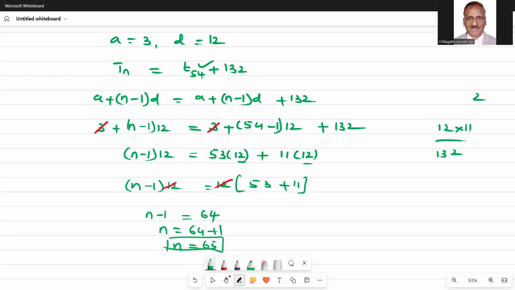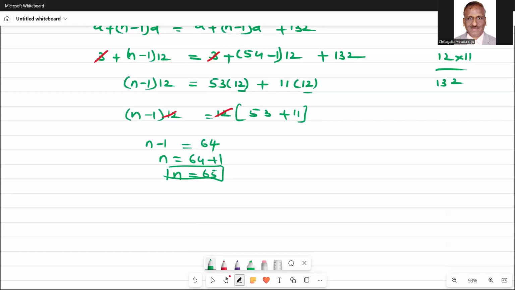Then what is the meaning of n equals 65 here? That means the 65th term, T65, will be 132 more than its 54th term. If you find the 65th term, and find the 54th term and add 132 to that, both LHS and RHS will be equal. So the 65th term of the given AP will be 132 more than the 54th term.